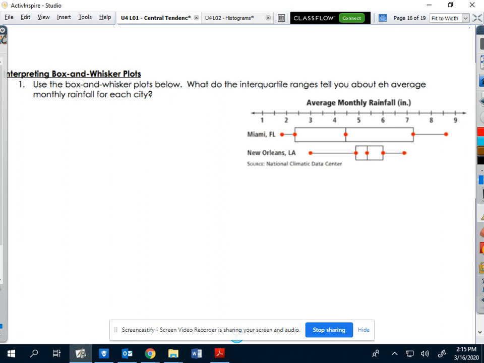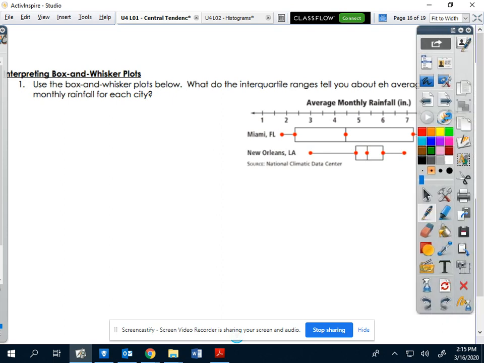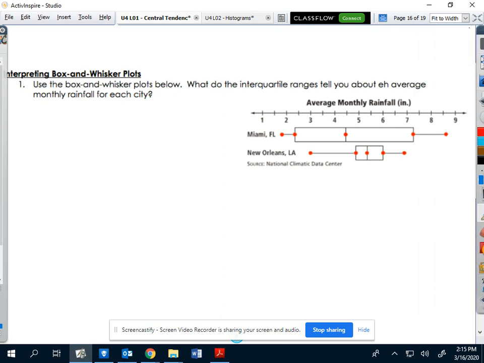in each city? Well, when we look at the interquartile range for Miami, it's massive, right? Anywhere from about 2.5 up to almost 7.5. So we have a really wide interquartile range. So what that tells me is that it varies, if you ask me, right?